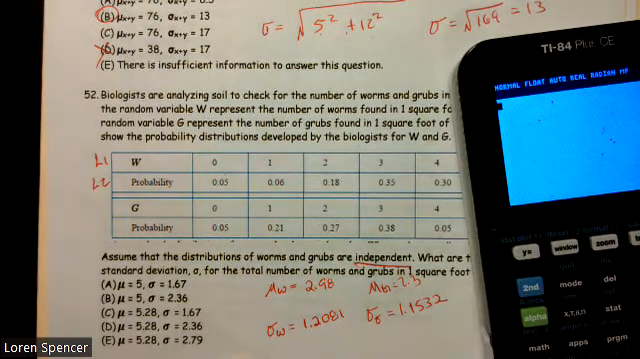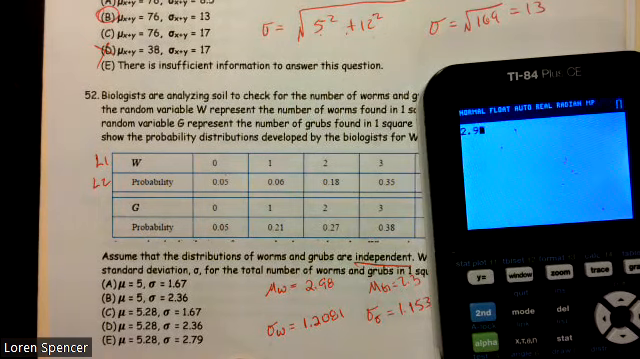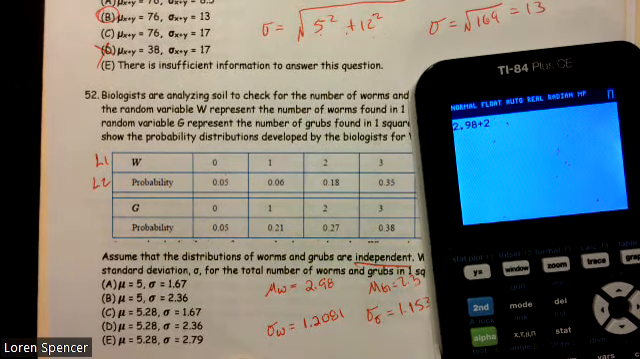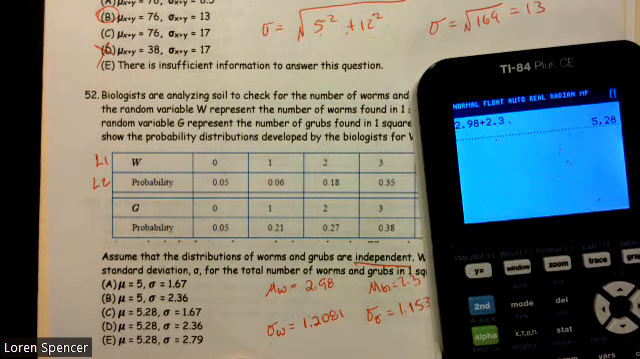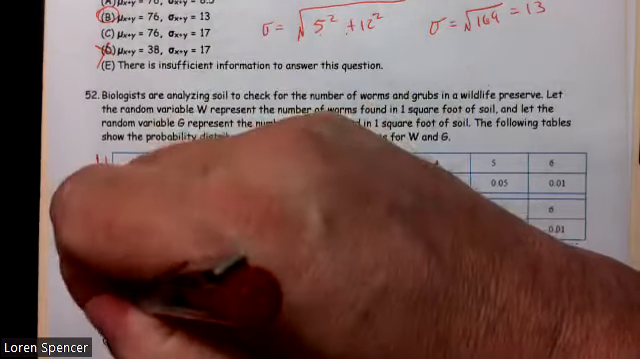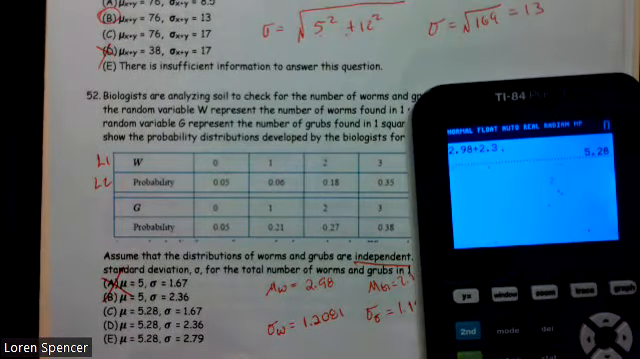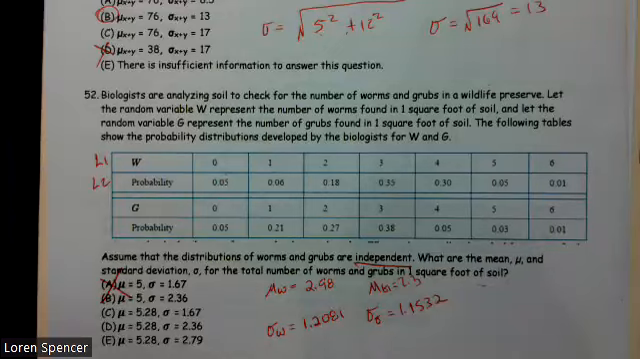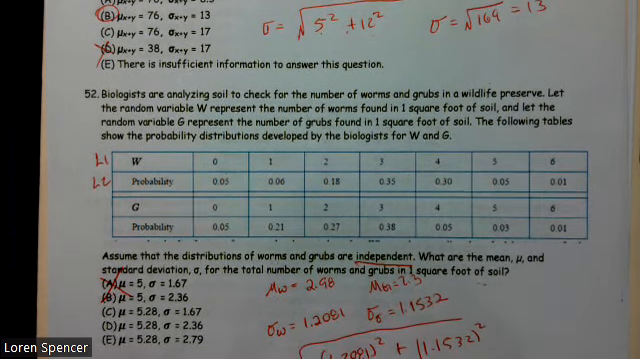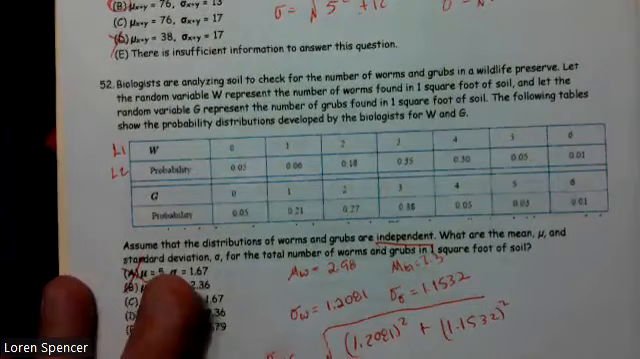All right, we'll do the mean first. On the mean, it's fairly easy. We're just going to add them directly: 2.98 plus 2.3, and we get 5.28. So we get 5.28, which gets rid of these. Now we need to do the standard deviation. In order to do that, I'm going to take 1.2081 raised to the second power plus 1.1532 raised to the second power, and then take the square root of that. That gives me the standard deviation of W plus G.